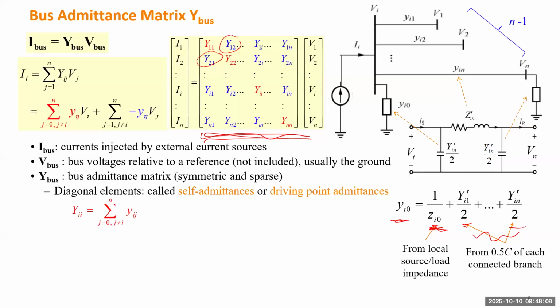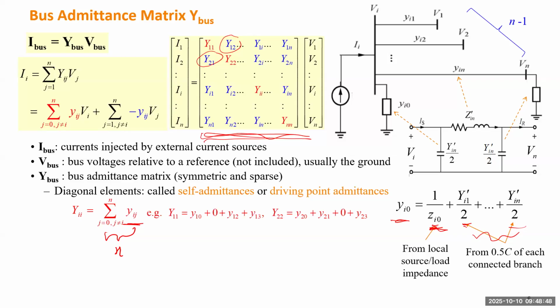The definition of the diagonal element will be the summation of all the admittances connecting this bus, including the ground. So how many items? There will be totally n. For an n-bus system, this summation will consider the first item, the admittance to the ground, and then the remaining n-1 items will be admittance between this bus and the neighbors, to one of the neighbors. So that's why there are totally n such items.